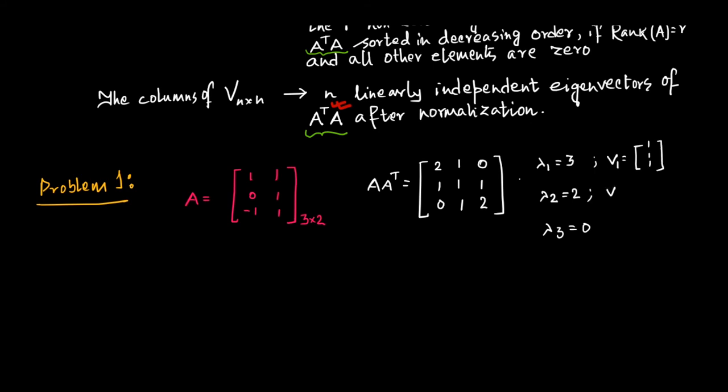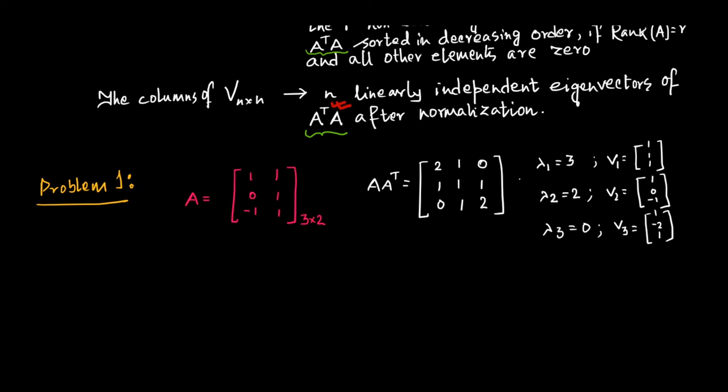Corresponding to lambda 2, the eigenvector V2 can be written as 1, 0, minus 1. And corresponding to lambda 3, one eigenvector can be chosen as 1, minus 2, and 1. Why am I saying one eigenvector can be chosen? Because you know that corresponding to a particular eigenvalue, there can be an infinite number of eigenvectors. Now, I have chosen one eigenvector in each of the three cases.